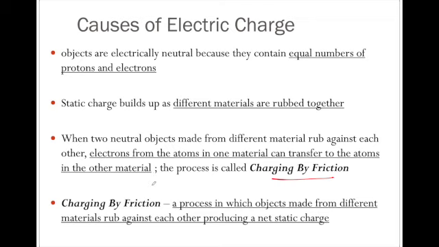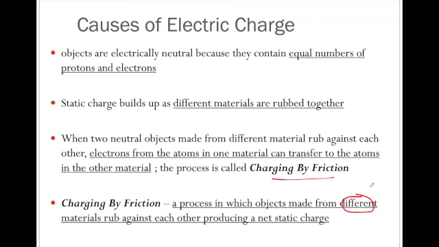That's called friction. So when you rub things together, physically touching and rubbing together is how we can charge. We can actually cause electrons to move, right? And so the actual textbook definition is the process by which objects made from different materials rub against each other, producing a net static charge. This is also very important, the fact that they are different materials. Rubbing the same material together can have no net transfer of electrons, because if it's the same material, it has the exact same hold on electrons.